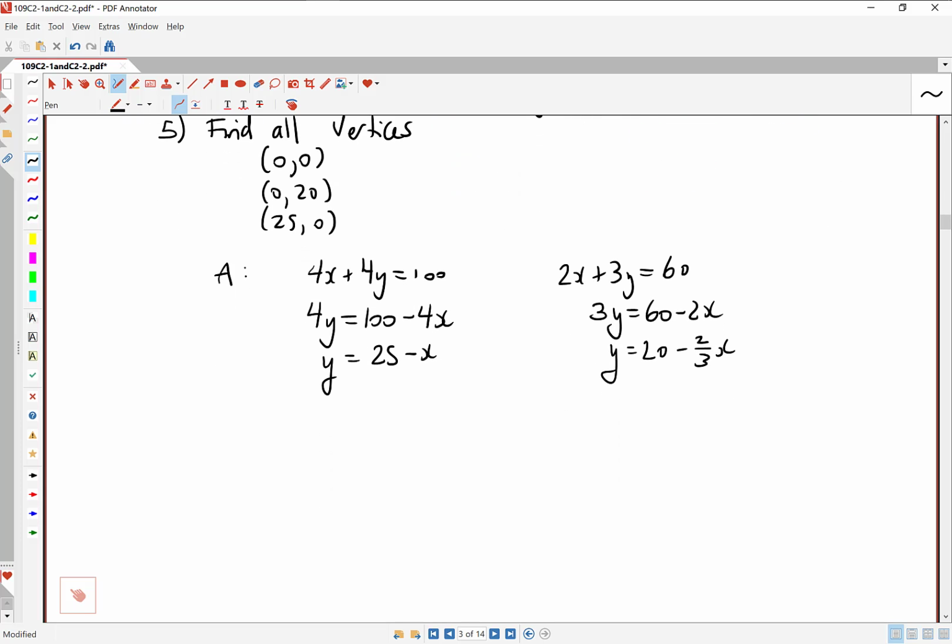And then the way we did this in class was we said, let's set y equal to y. So 25 minus x equals 20 minus 2/3 x. And we'll just get all our numbers on one side, all our variables on the other side. So if we subtract 20 from both sides, we've got 5 over here. And at the same time, we could add x to both sides.